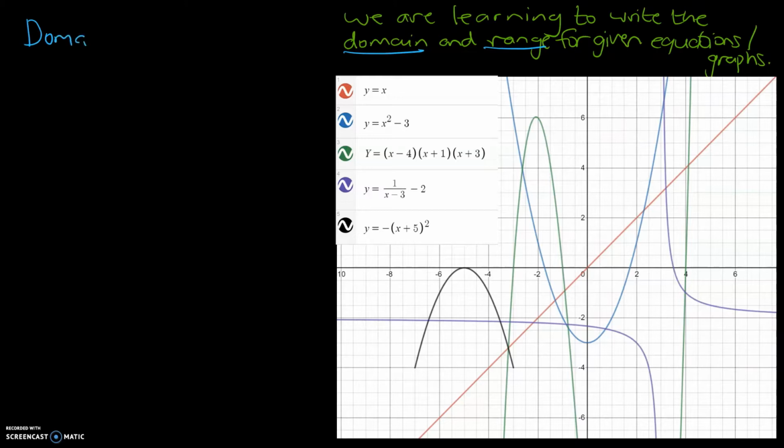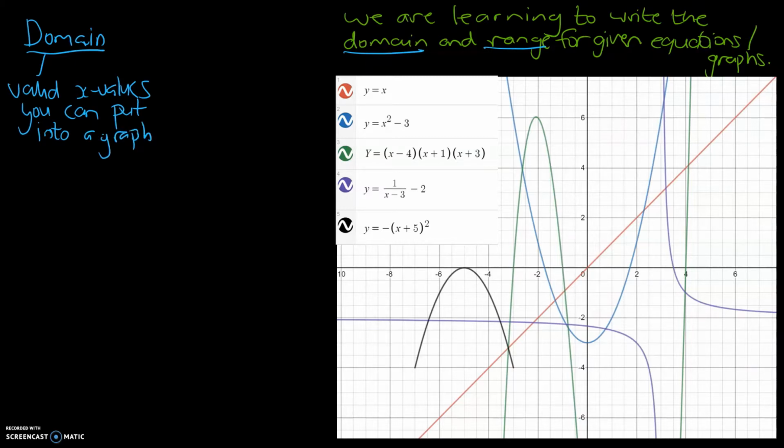So a domain are all the valid x values you can put into an equation. Apologies about that. Values can go into a graph. And I suppose the opposite of the domain is the range, and that relates to the valid y values of a given graph.